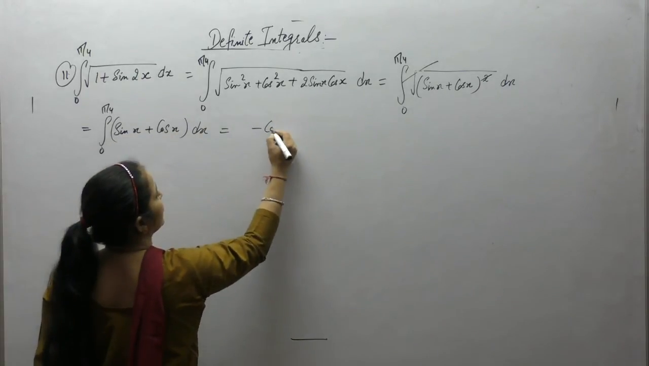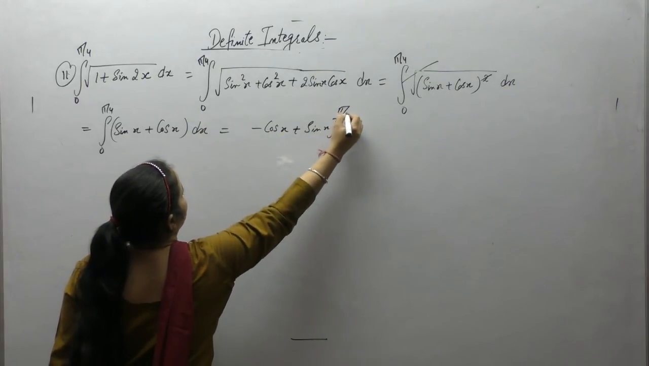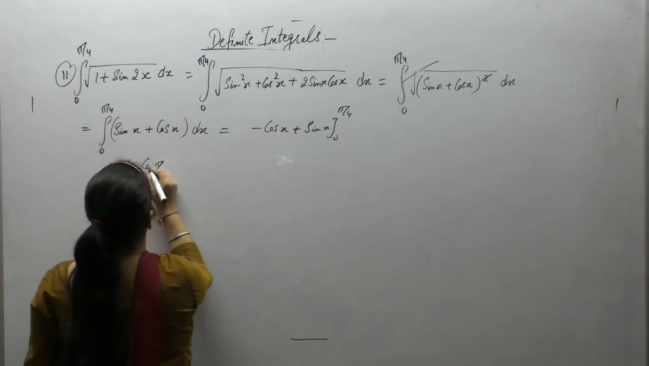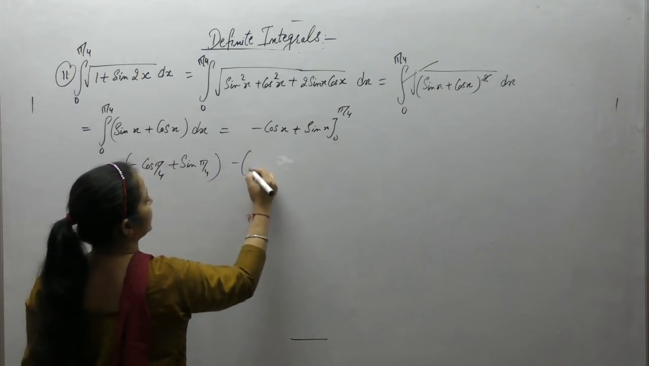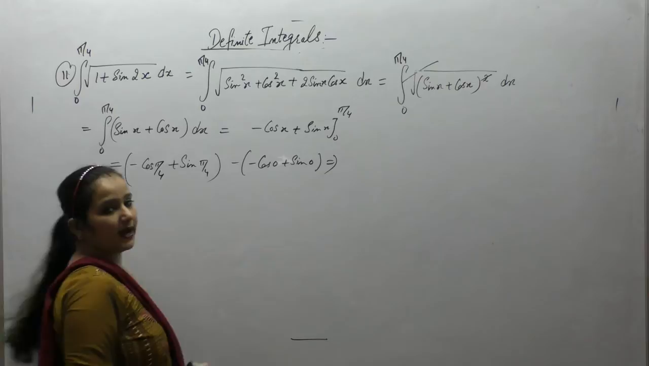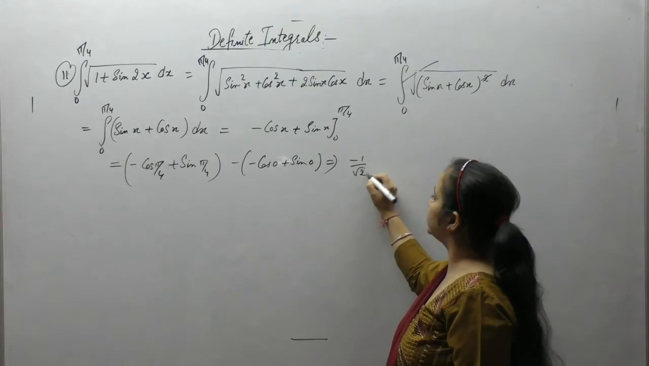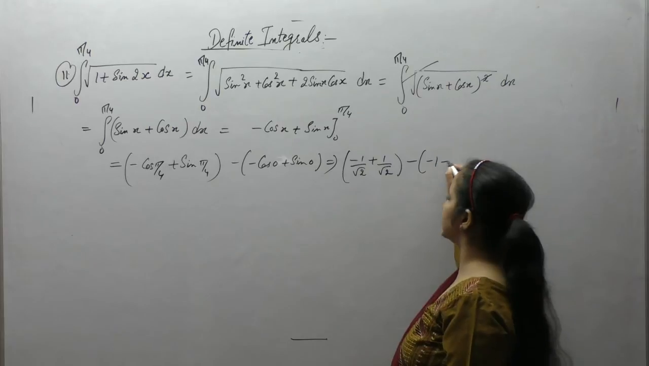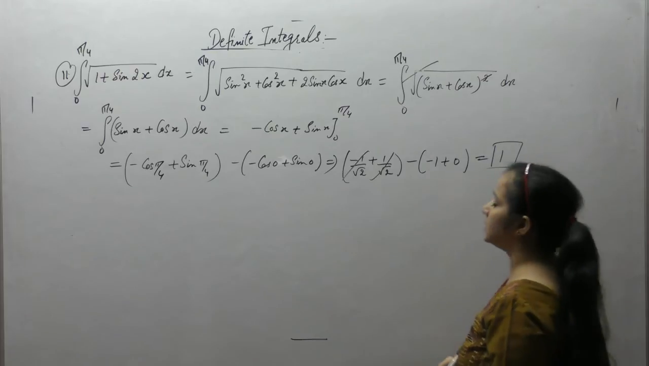The integral of sin is −cos x and of cos is sin x. Put the upper limit: −cos π/4 + sin π/4, minus the lower limit: −cos 0 + sin 0. Cos π/4 is 1/√2, sin π/4 is also 1/√2, cos 0 is 1 and sin 0 is 0. So we get the answer as 1.